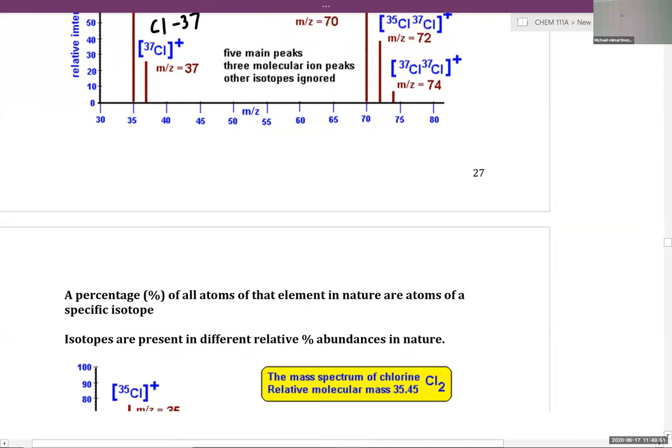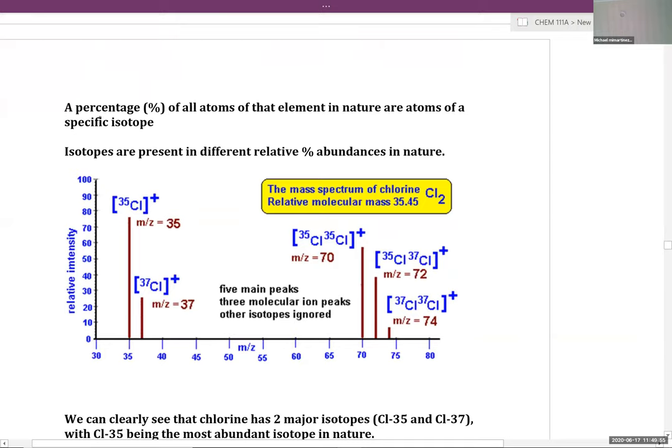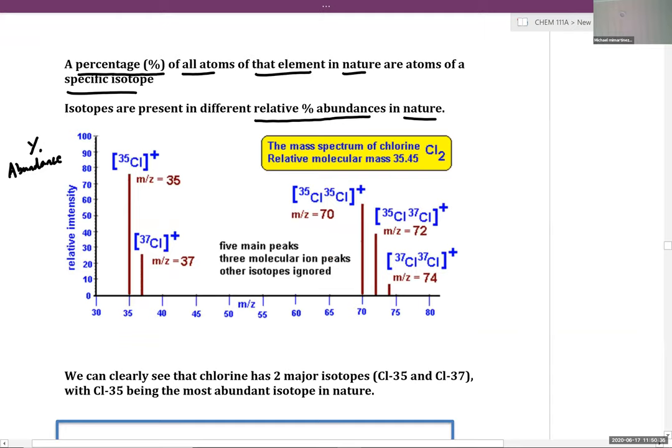Well, we know that a percentage of all atoms of that element in nature are of a specific isotope. Isotopes are present in different relative percent abundances in nature. So by looking at the relative intensity, we can say that the relative intensity is pretty close to the abundance. So we're just going to use the relative intensity to estimate the percent abundance of each of our isotopes. So we clearly see that chlorine has two major isotopes, with chlorine 35 being the most abundant. Right? It's the biggest peak.